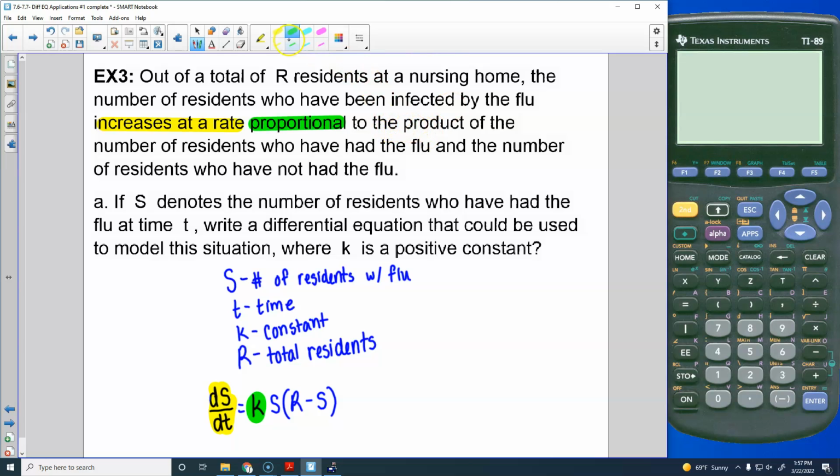And then it tells us here that we have the product of two things that's coming up. So the two things that we have the product of are the number of residents who have had the flu, which is our S, and the number of residents who have not had the flu. And so the ones who have not had the flu, you have either had the flu or you have not. There's no in between. So you would just take the total residents and subtract that. Does that help?